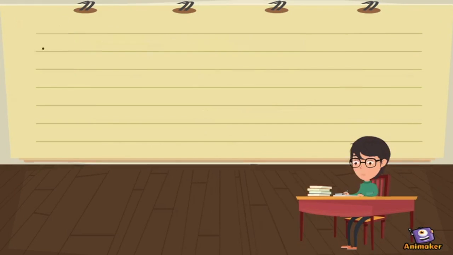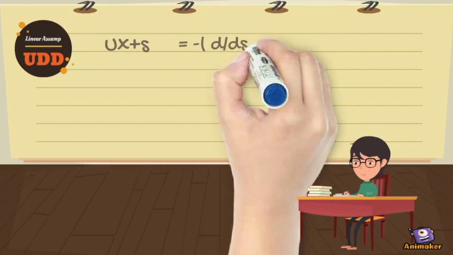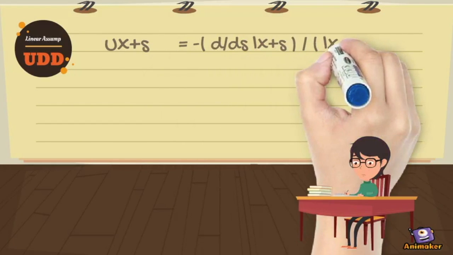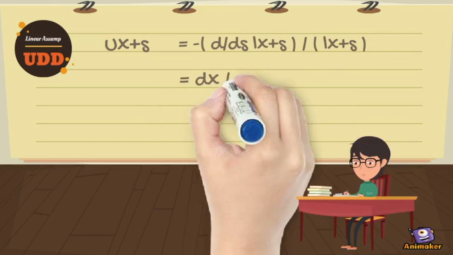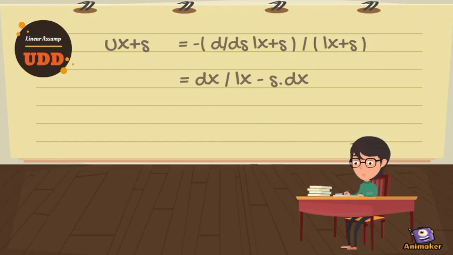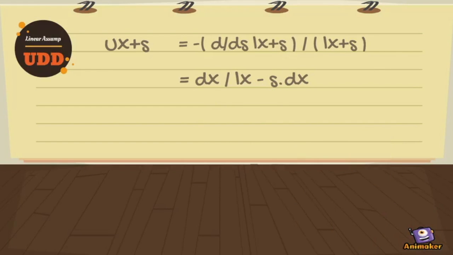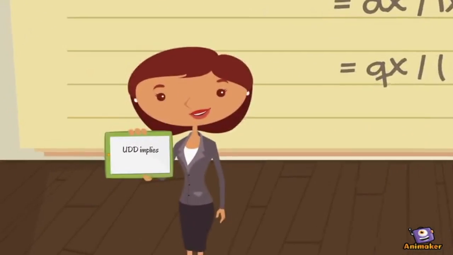In the linear assumption of UDD, mu_{x+s} is equal to negative d over ds of l_{x+s} over l_{x+s}, then equal to d_x over l_x minus s times d_x. And lastly equal to q_x over 1 minus s times q_x. UDD implies increasing mu_{x+s}.